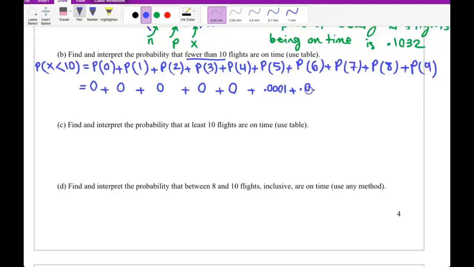Here was 0.0007. Here is 0.035. And probability of 8 is 0.0138. And for 9, we have 0.0430. Okay, so adding all these, the answer is 0.0611.